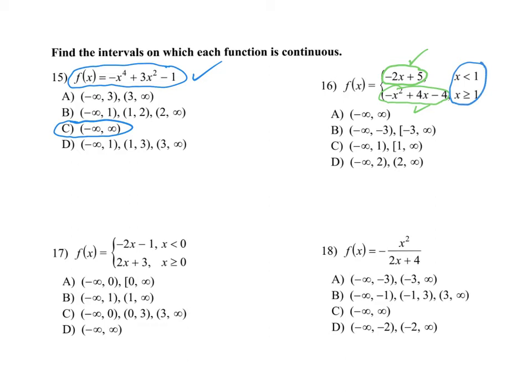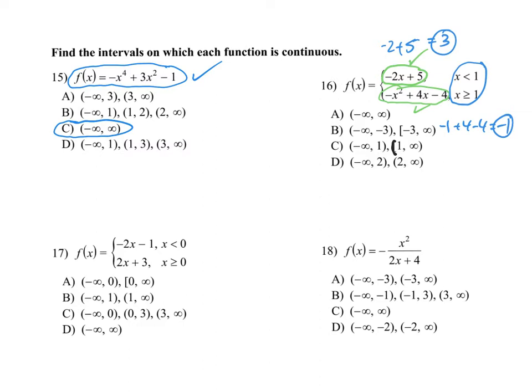When I plug 1 in on top, I get negative 2 plus 5, which is 3. When I plug 1 in on bottom, I get negative 1 plus 4 minus 4, which is negative 1. These numbers are different. So 1 is a discontinuity, meaning it's thrown out of the function. And unfortunately, now that I look at these answers, letter C is supposed to be the right answer. This bracket, though, should be a curved parenthesis. So I apologize for that on our practice test.